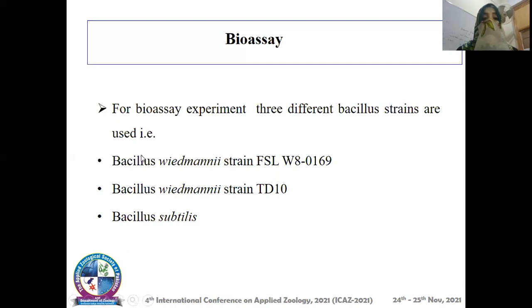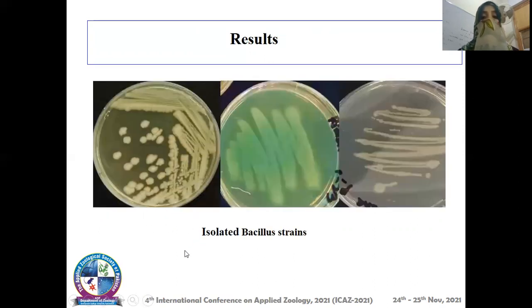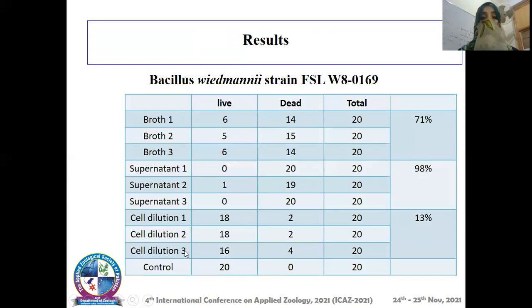So for the bioassay, I used 3 strains, 2 of Bacillus badomani and 1 Bacillus subtilis. These are the 3 strains which I used for the activity. The results are shown over here in the table. You can see clearly I have used three replicates of each medium. The supernatant and cell dilution are separated through centrifugation of broth, and the whole broth I used as well.